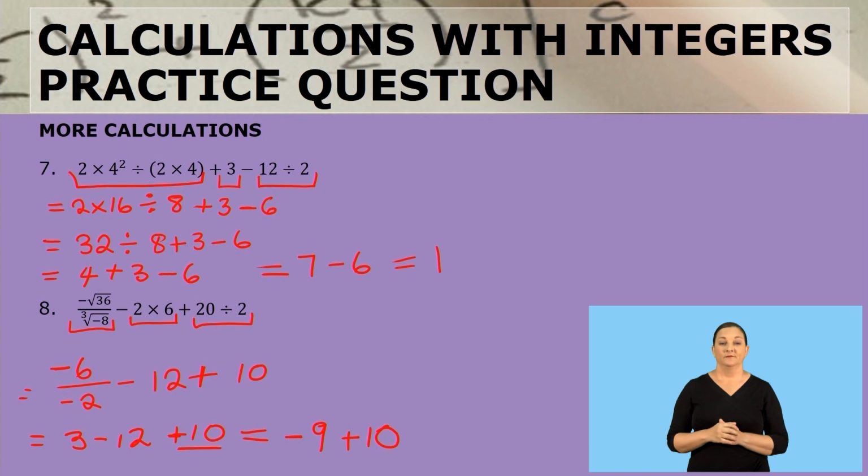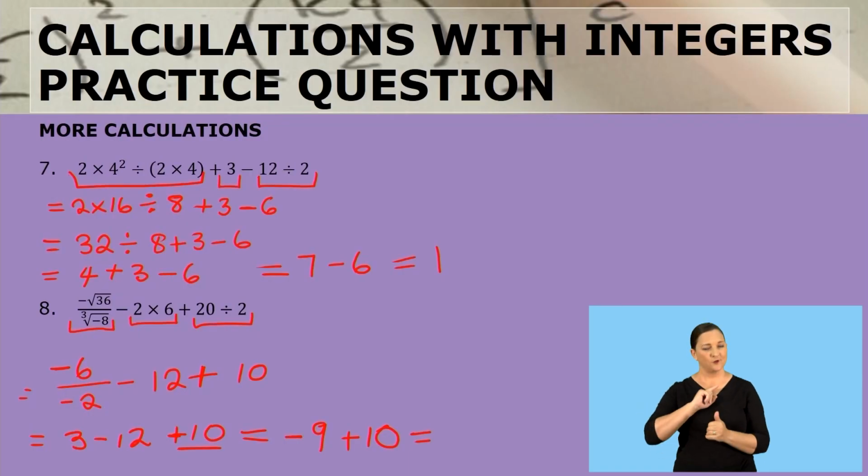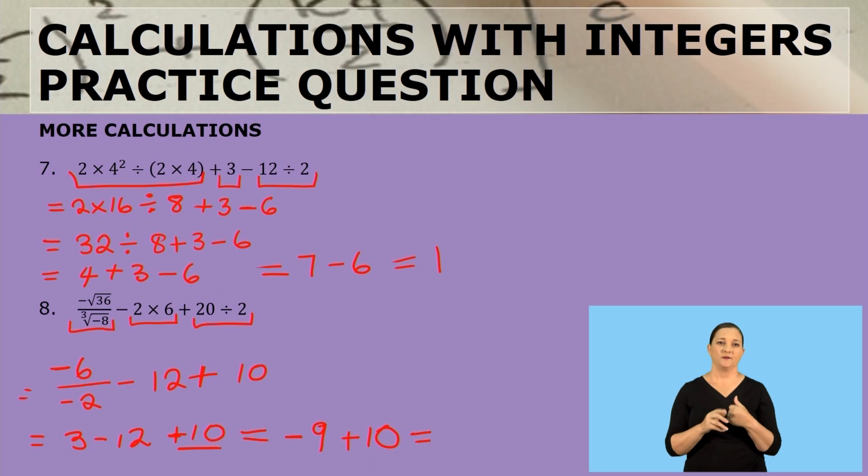And now we are adding a positive number and a negative number. And if you remember how we work with that, we are going to take the sign of the one that is furthest away from the 0. And although it looks quite close, the 10 is the one that is furthest away from the 0. That is a positive 10. That means our answer is going to be positive. And we just subtract those natural numbers, and that is going to give us a positive 1 as our final answer.